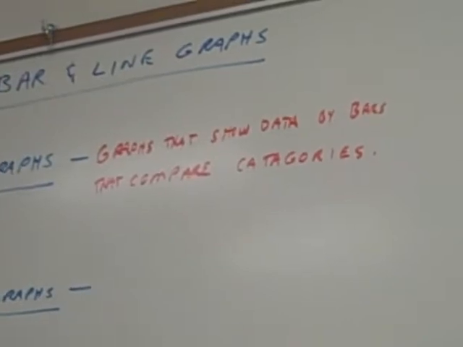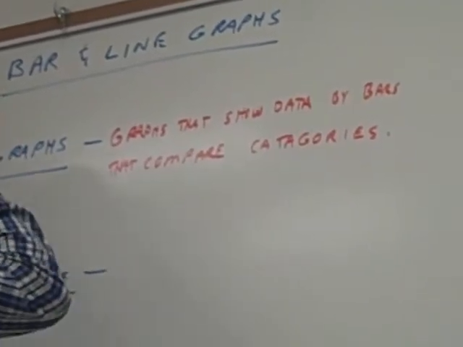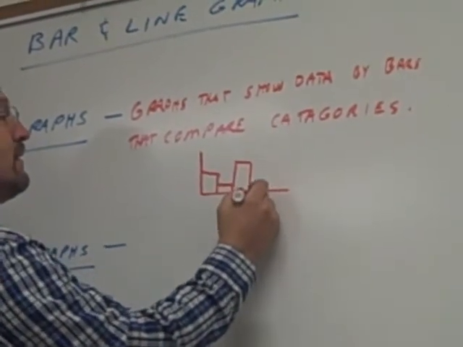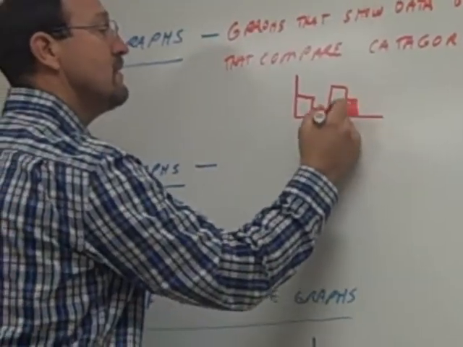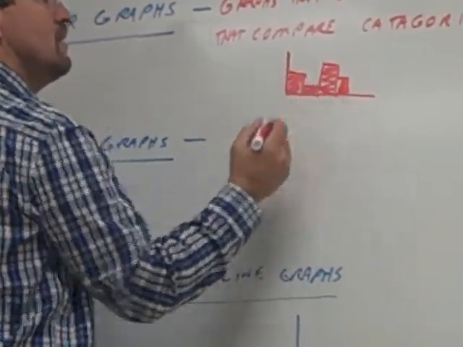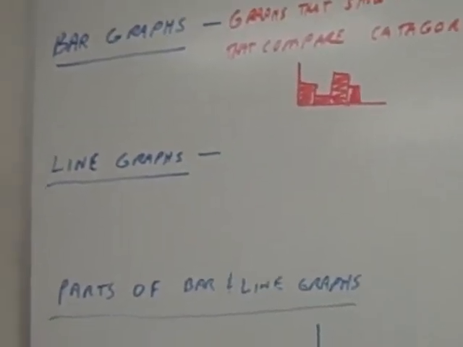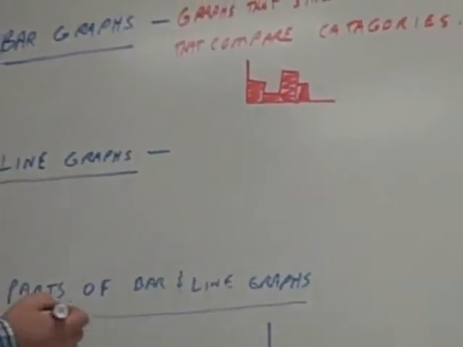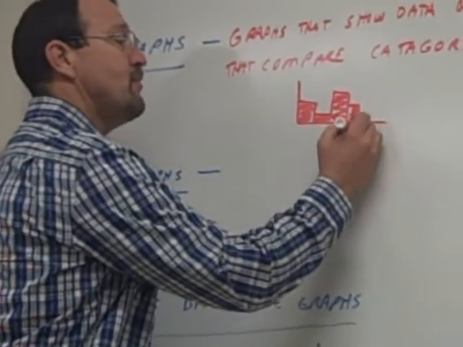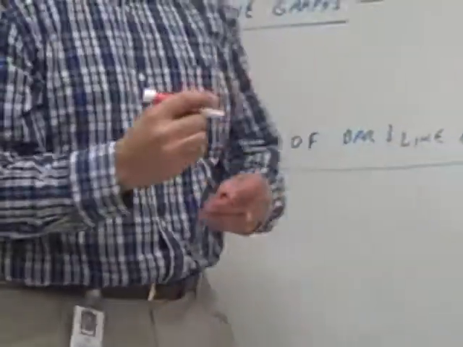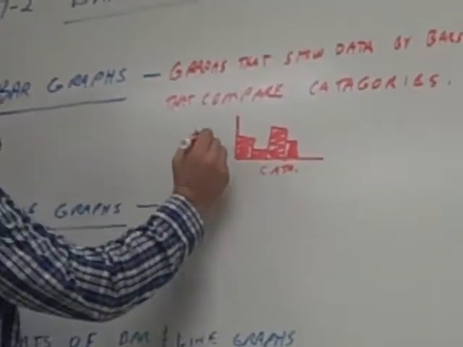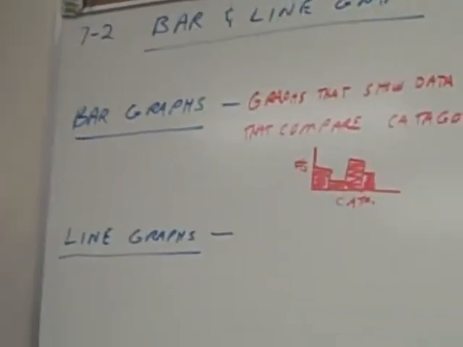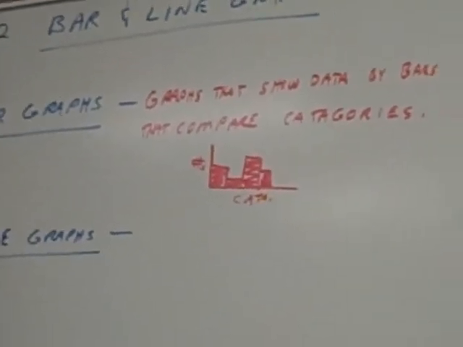Alrighty, so we're going to write over here just a little quick what one looks like. A bar graph. I'm going to put categories right down here. What does that mean? Categories. And usually this side over here is the numbers. All right, so bar graphs.